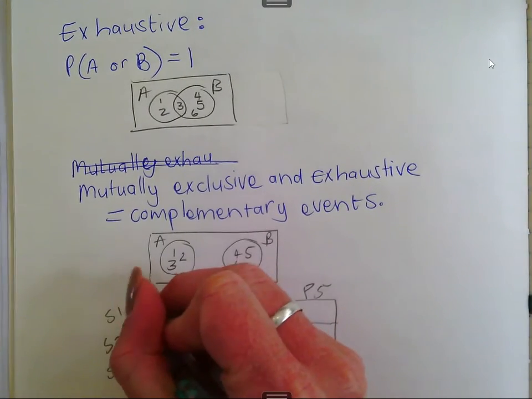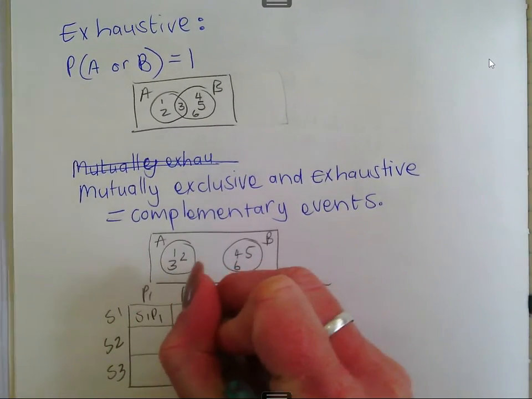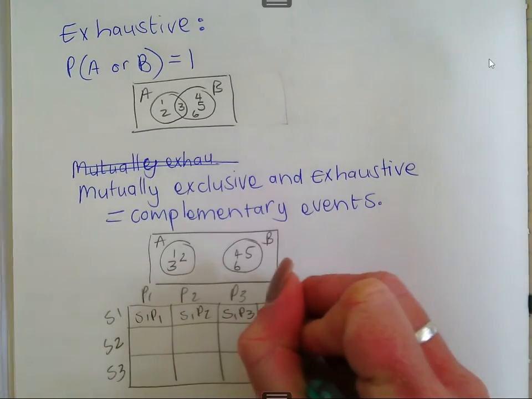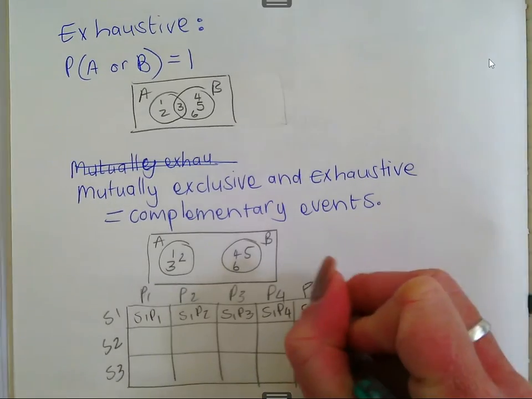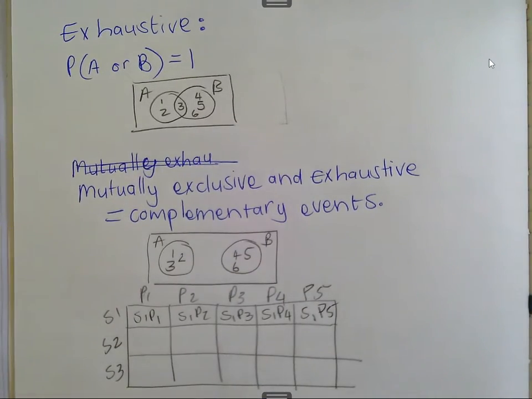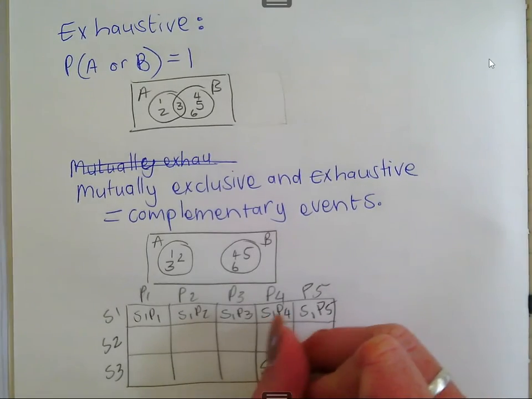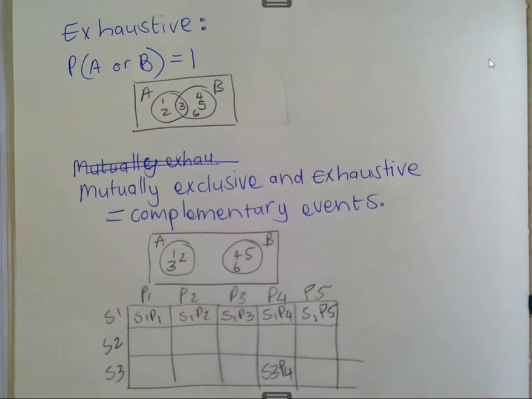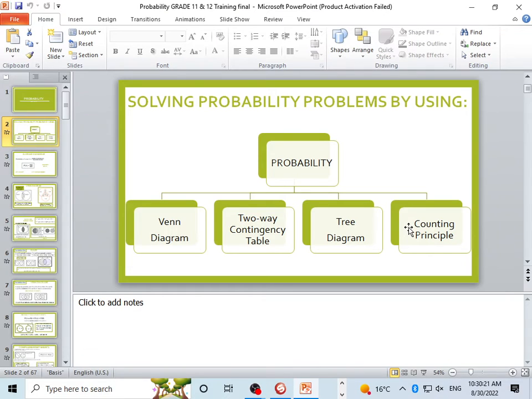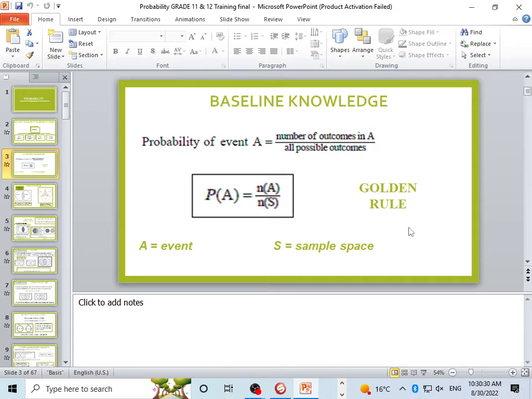So you can wear shirt 1 with pants 1, shirt 1 with pants 2, shirt 1 with pants 3, shirt 1 with pants 4, shirt 1 with pants 5, and so on. You will complete the whole table. So here you will have shirt 3, pants 4. You get the idea. Okay, that's a contingency table. We have a tree diagram. That's the one that we just drew. And then the counting principle is only for grade 12, so we're not going to look at that now.